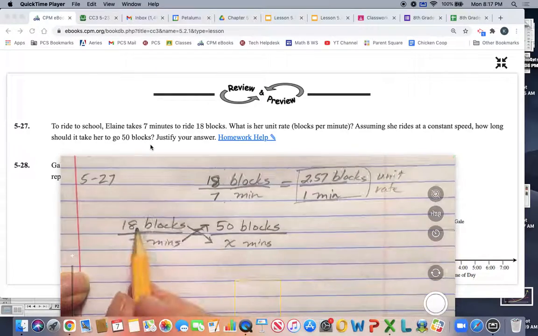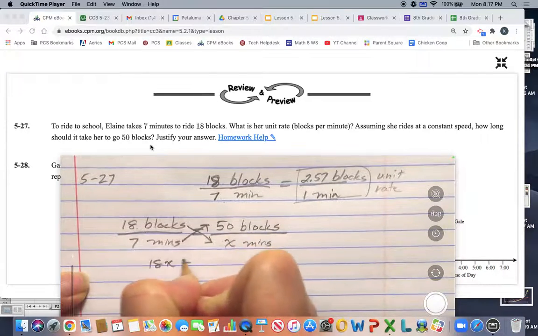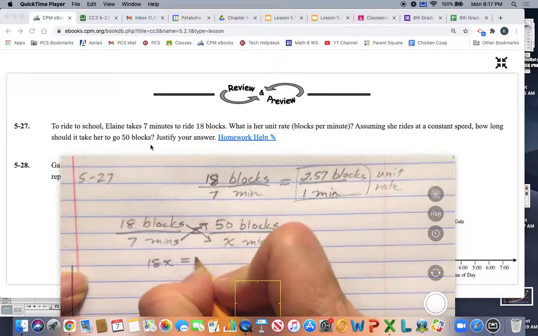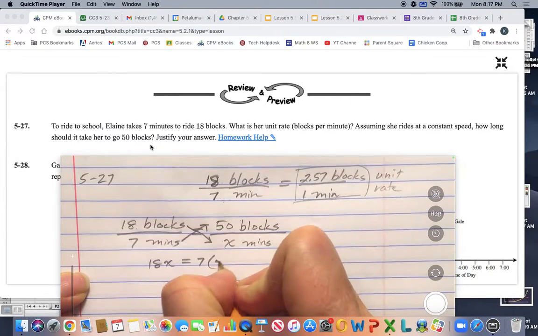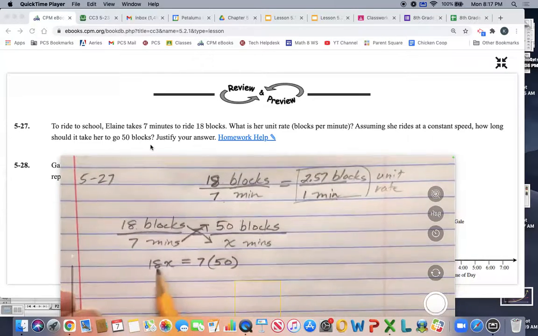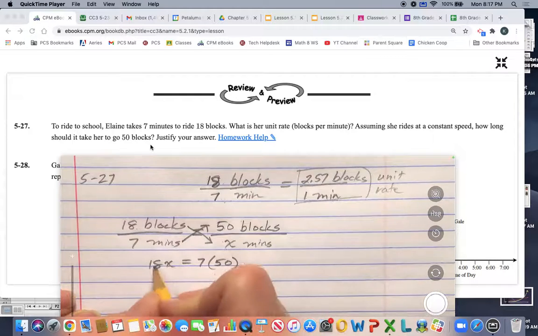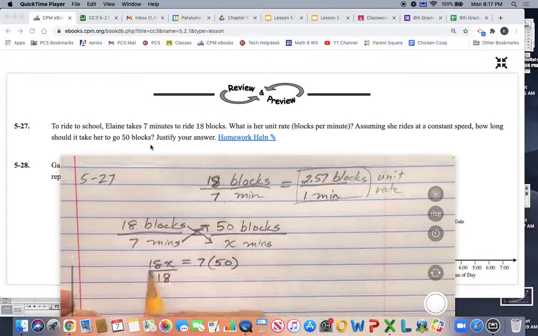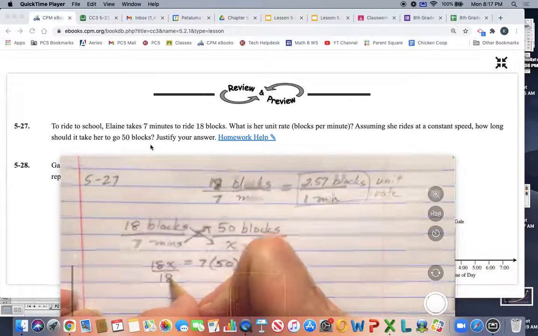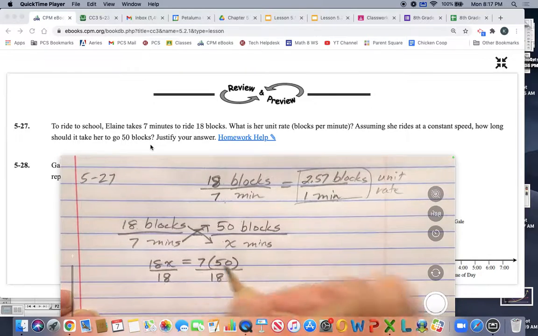So 18 times x is just 18x. And then 7 times 50 will be 7 times 50. All right, so we're trying to get the x by itself, and because x is being multiplied by 18, we will undo that relationship by dividing the whole thing by 18. And we have to do that on the other side too.